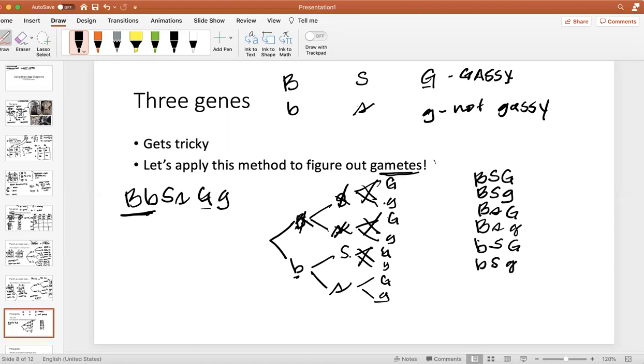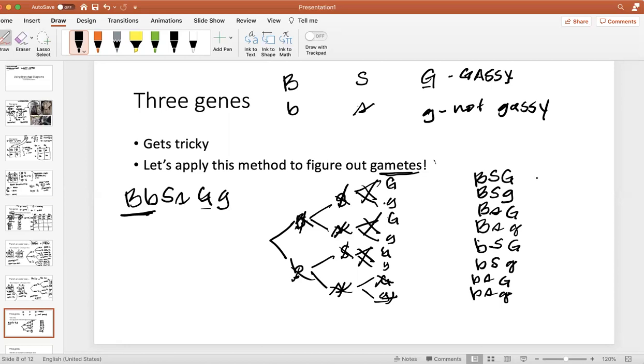So now we've gone and done that. And let's see here. Little b, little s, big G. Okay, so I've done that one. Little b, little s, little g. Now I've done that one, and that's 1, 2, 3, 4, 5, 6, 7, 8.